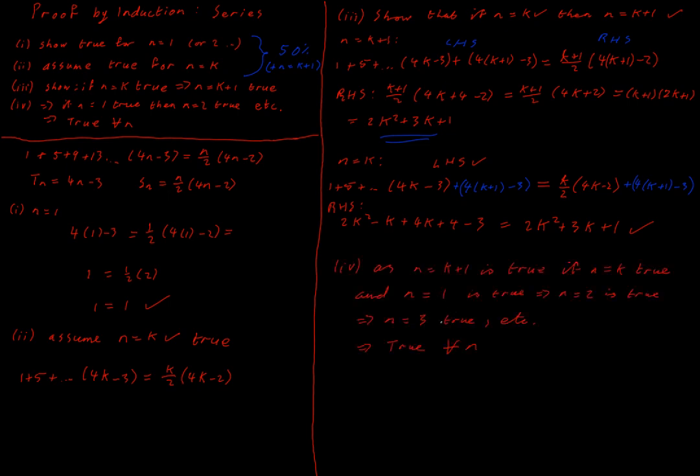So our last statement is simply saying that we understood what we just did. As n is equal to k plus 1 is true if n is equal to k is true, and n is equal to 1 is true, therefore the next term, n equals 2, is true, and then the next term must also be true, n is equal to 3 must be true, then 4 must be true, then 5 must be true. So we find that we have shown that our relationship is going to hold for all values of n.